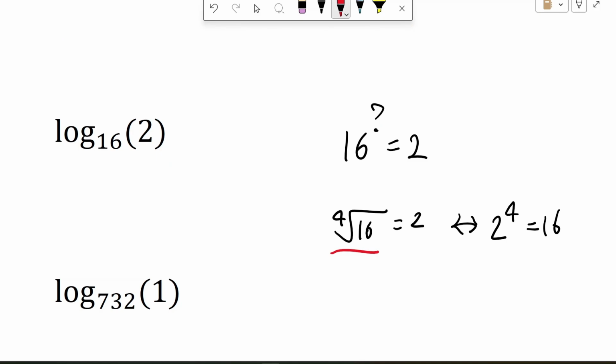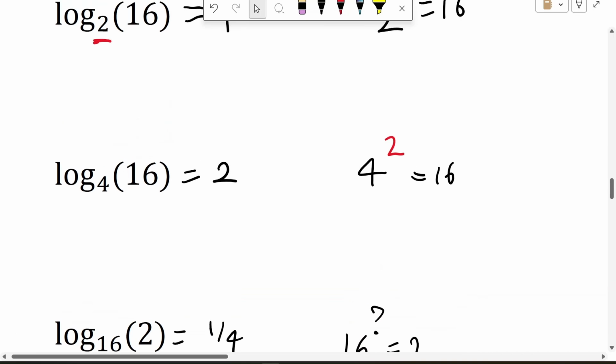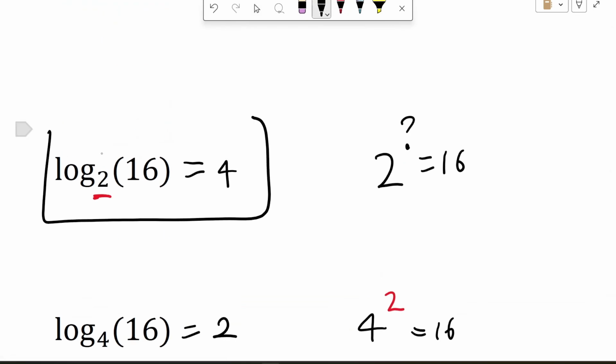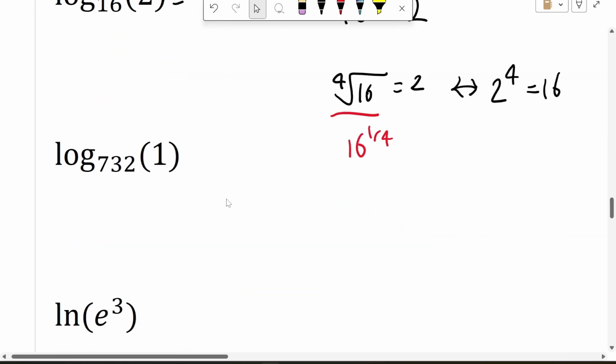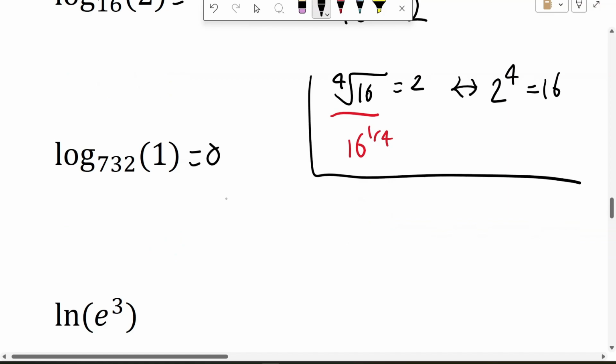Now, how do we write the fourth root of 16? That would be 16 to the power of a quarter. So the answer to this question here, log base 16 of 2, is a quarter. Notice that it's very closely related to log base 2 of 16, which was 4. All right, moving on. Log base 732 of 1 is 0 because 732 to the power of 0 would give you 1. That's the answer there.